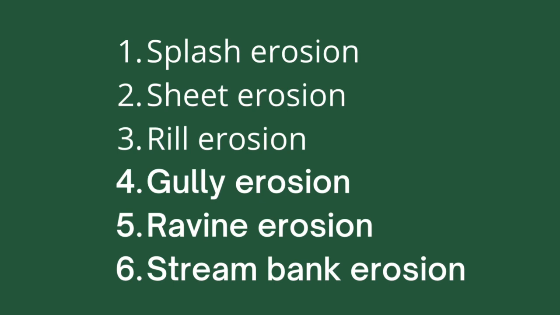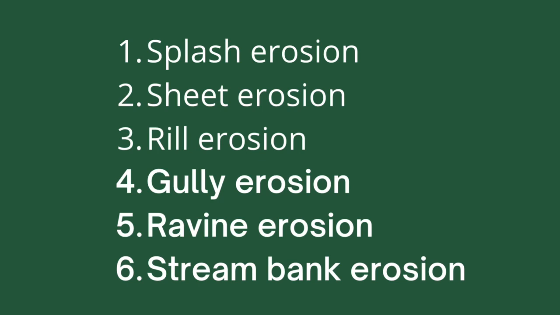It is in the form of small channels which is less than 30 centimeter deep. It can easily be removed by normal tillage practice. It is an intermediate stage between sheet erosion and gully erosion. Then gully erosion. It is the advanced stage of rill erosion. If rills are prominent and they are not being controlled, then gully forms.